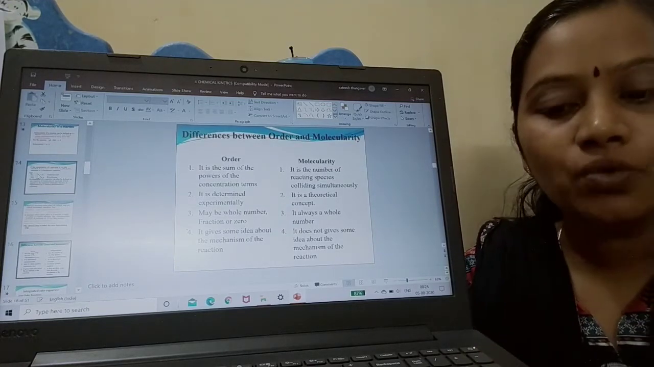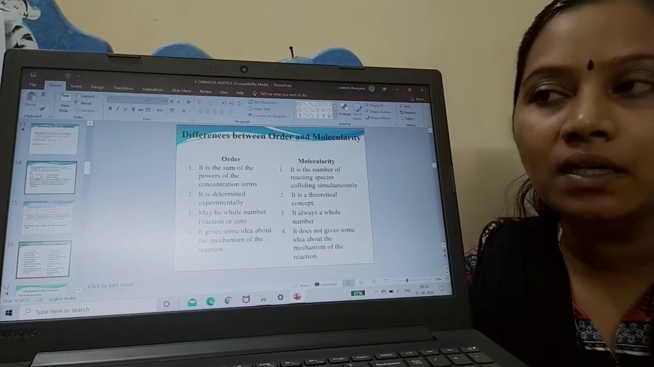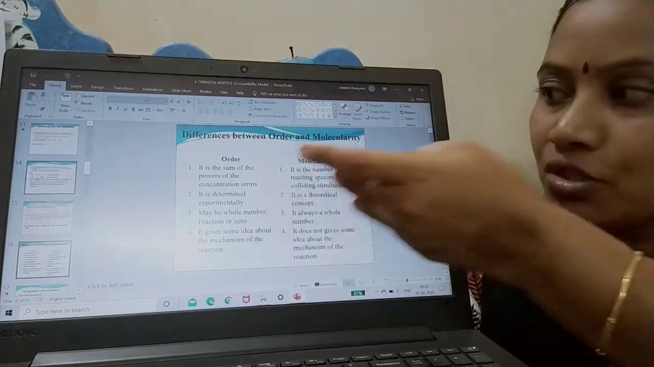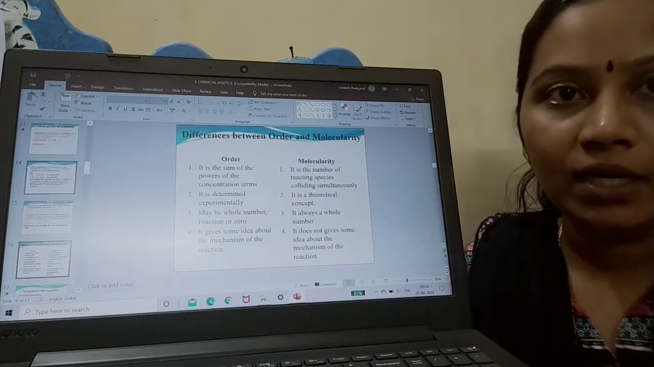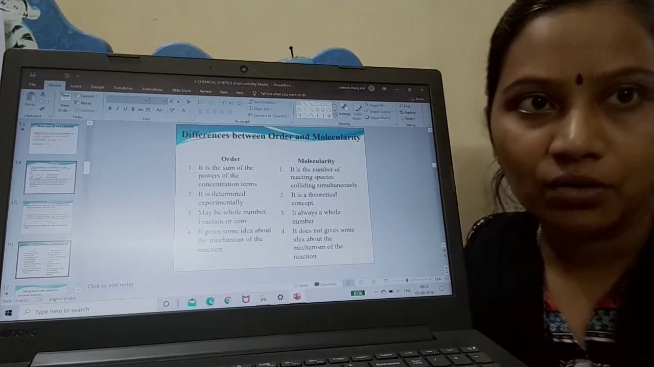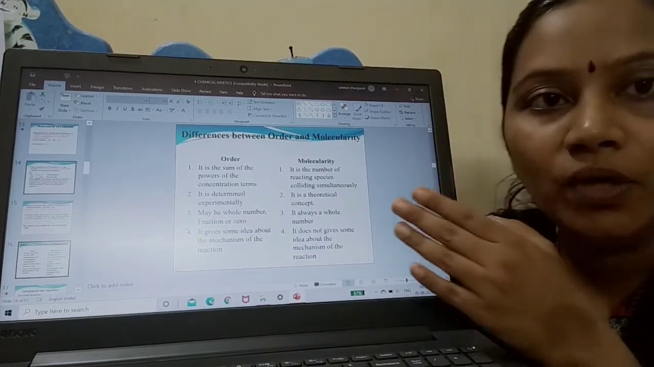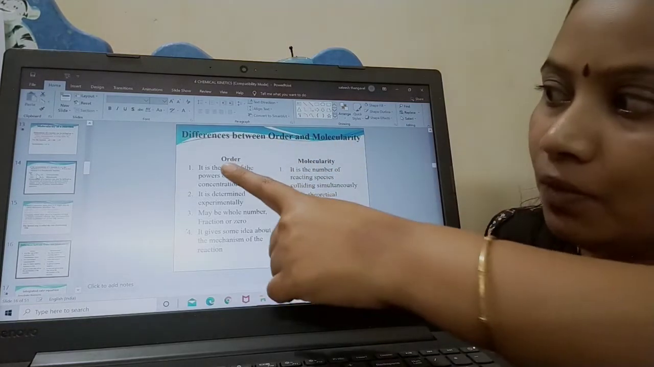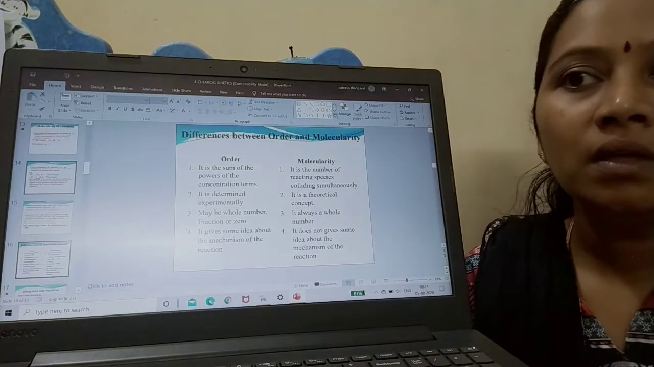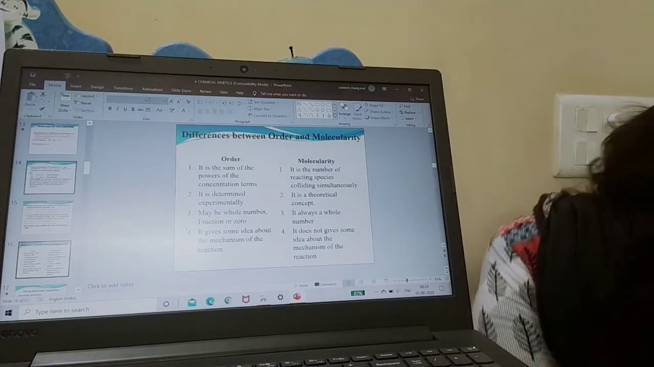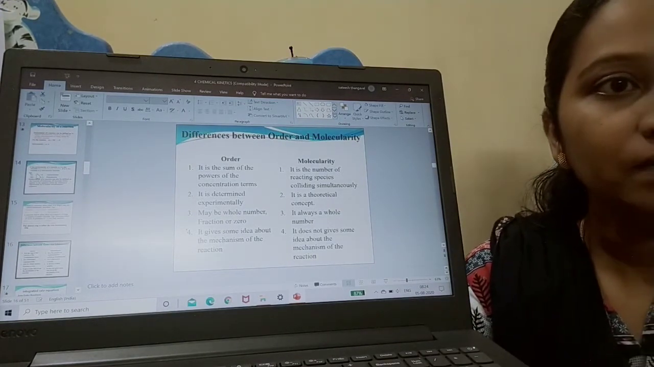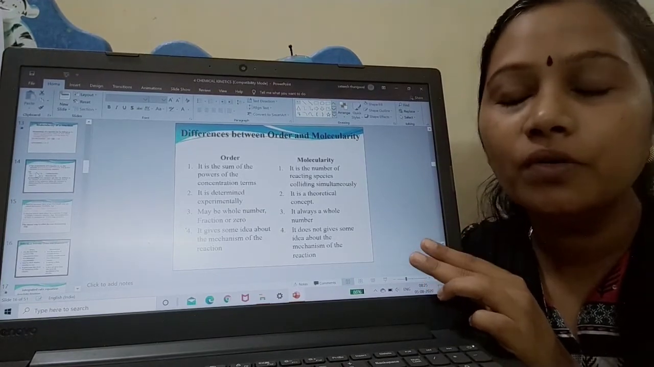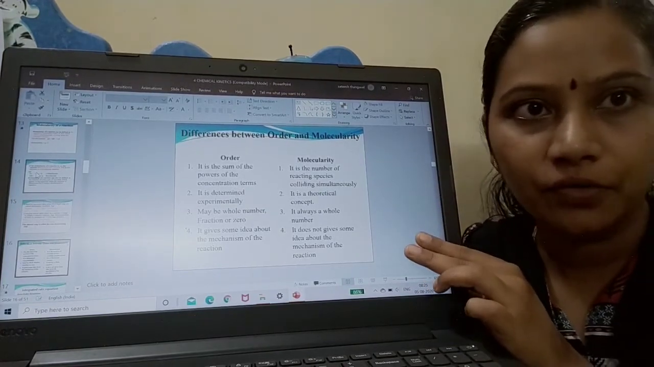Now this slide is going to tell you the difference between the order of a reaction and the molecularity of a reaction. We have seen first order, second order. And what are unimolecular reaction and bimolecular reaction? What is the difference?